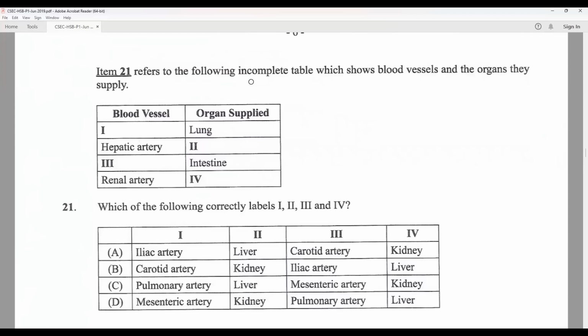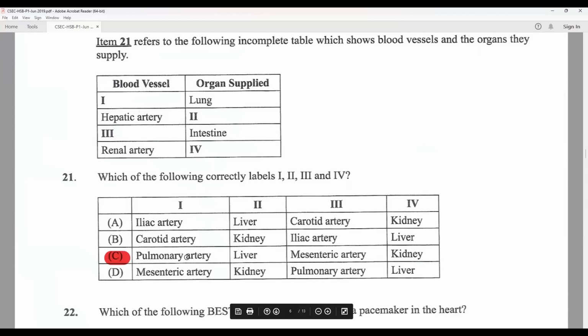21 refers to the following incomplete table, which shows blood vessels and the organs they supply. We have blood vessel 1 supplying the lungs. We know that's the pulmonary artery. The hepatic artery goes to the liver. The mesenteric artery goes to the intestines. The renal artery is the kidneys. So we are looking for the one that says that, and it's C. Just finding the pulmonary artery, or identifying the artery for the lungs, gives you the answer.